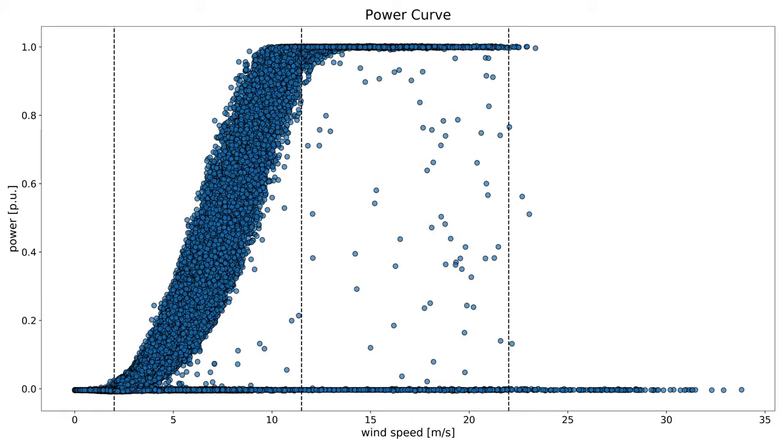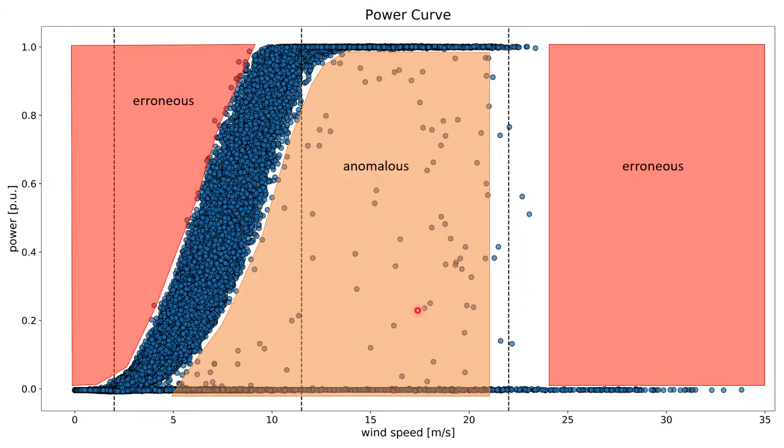Looking at a power curve for a wind turbine, where you can see the cut-in wind speed, the rated wind speed, and the cut-out wind speed, the erroneous data regions are colored in red here, to the left of the power curve, and to the far right, if you like, of the power curve. And the anomalous data region is the one under the power curve when wind speed is still less than the cut-out wind speed.